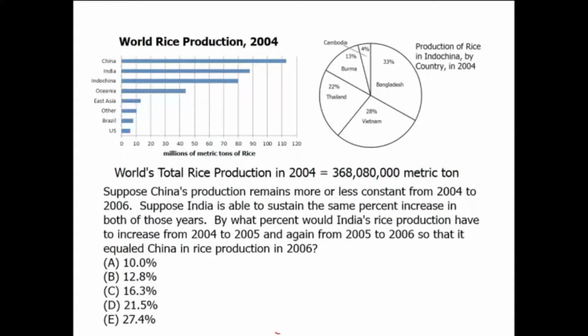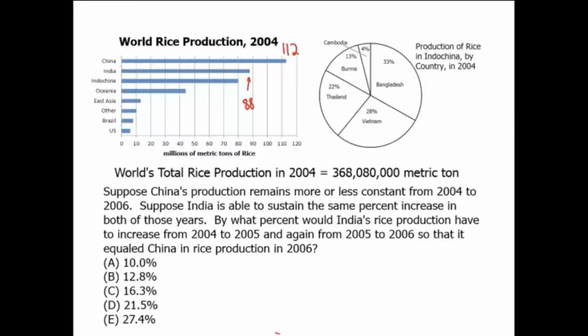Suppose China's production remains more or less constant from 2004 to 2006. Suppose India is able to sustain the same percent increase in both of those years. By what percent would India's rice production have to increase from 04 to 05 and again from 05 to 06 so that it equaled China's rice production in 2006? So China right now is about 112. India is around 88. And so we're going to increase 88 by some percent, then increase it by that percent again, and it should equal 112.